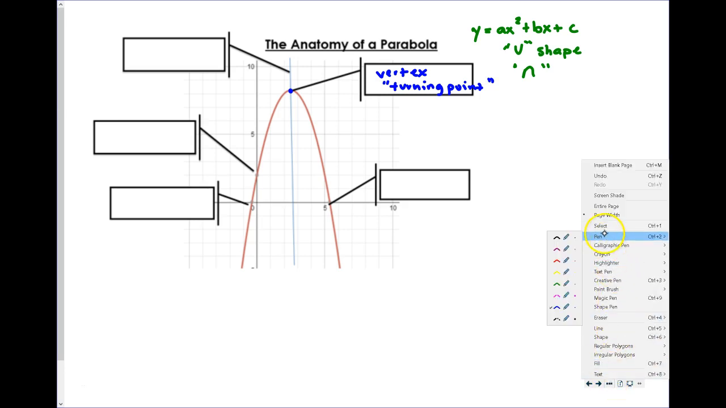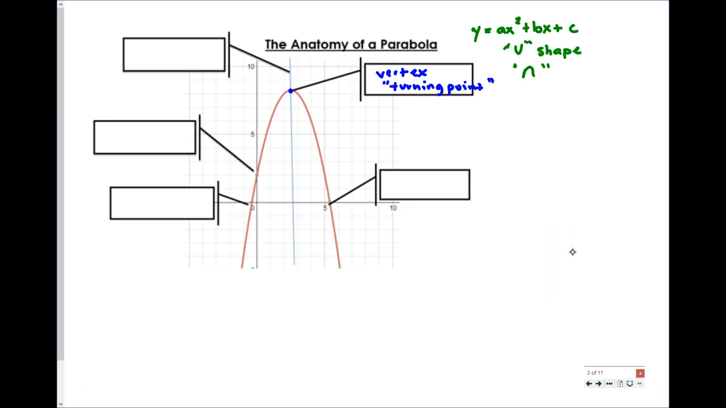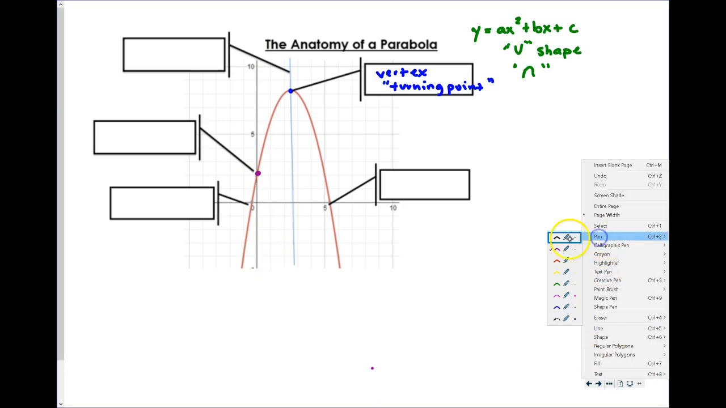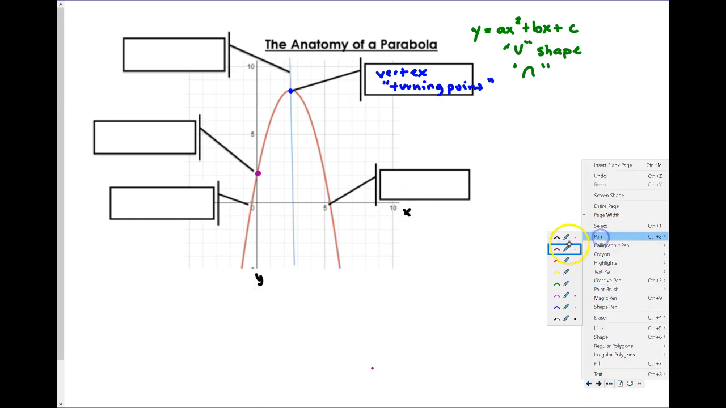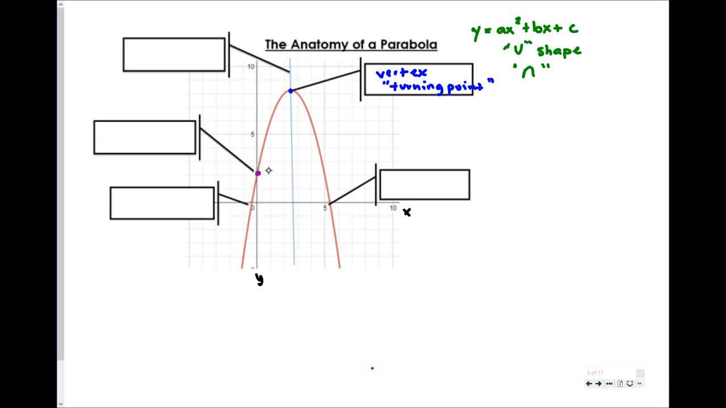The other thing that's important, just like in a line, is this point right here. And let me label these real quick to help you guys out. This is your y-axis, this is your x-axis. So the purple point that I just colored in, that cuts through the y-axis, so that is your y-intercept. Even quadratics have y-intercepts, same as lines.